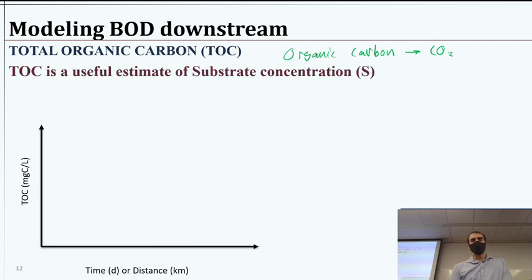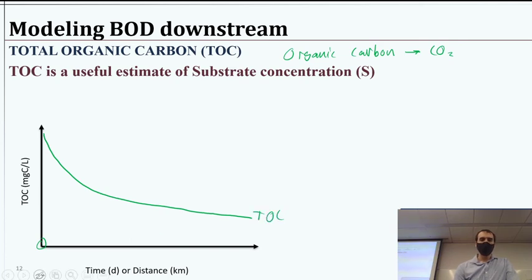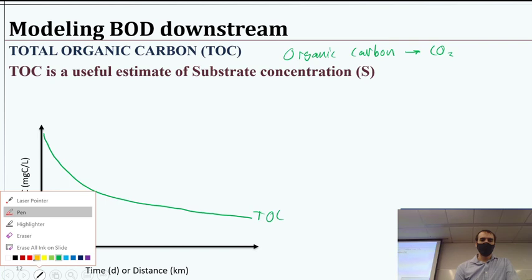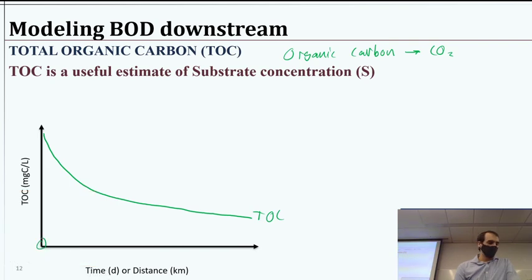There's going to be other sources, like natural organic matter, so there's always going to be some TOC. But essentially, if we discharged pollution here, we could watch the amount of TOC, the total organic carbon, decrease over time as it's being oxidized by bacterial action.